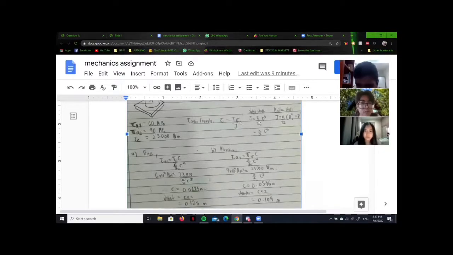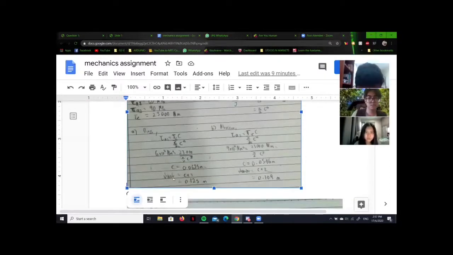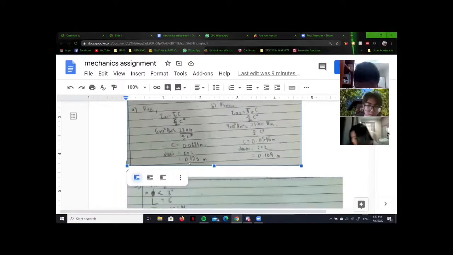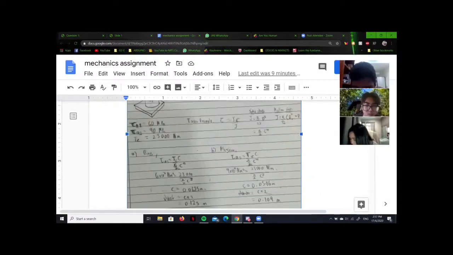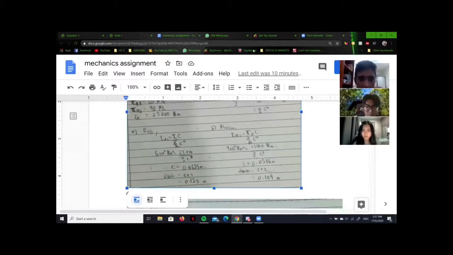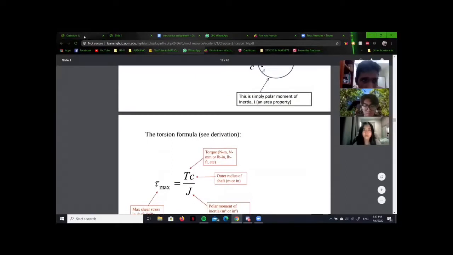J is also known as pi over 2 times the radius of the outer shell to the power of 4. As you can see here, when we plug in the values into the system, we get C, which is 0.0625 meters. To get the diameter of the brass, you just have to times 2, and we got 0.125 meters. We can do the same for the aluminum, which gives a diameter of 0.109 meters.